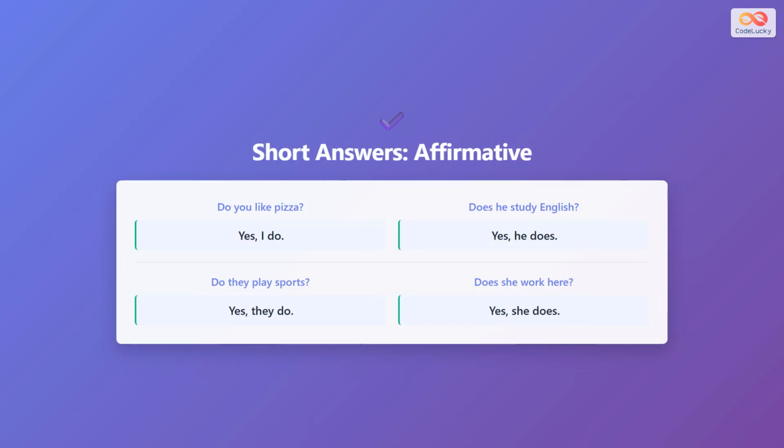Now let's look at how to give affirmative short answers, which means saying yes. When someone asks, "Do you like pizza?" you answer, "Yes, I do." When asked, "Does he study English?" the answer is yes, he does. Notice that in the short answer, you use the same subject pronoun that refers back to the question. You keep the auxiliary verb do or does, but you never repeat the main verb. So instead of saying, "Yes, I do like pizza," you simply say, "Yes, I do." The same rule applies for all pronouns. "Do they play sports?" receives the answer, "Yes, they do." And "does she work here?" gets, "Yes, she does."